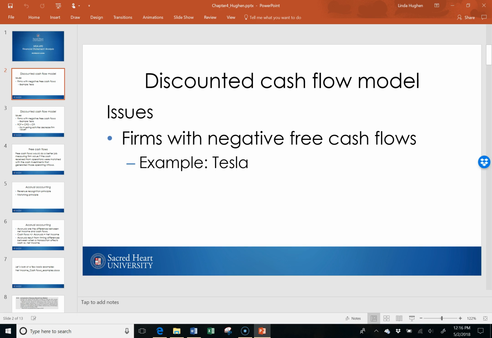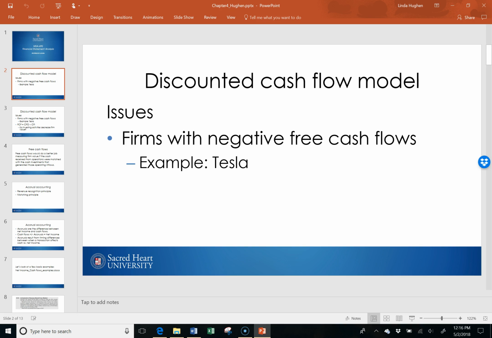First issue that we're going to face is, how do we use this model when free cash flows are negative? A company cannot have a negative stock price or negative firm valuation. The lowest that it can be is 0. When companies are first starting, cash paid for investing activities is typically much greater than cash received from operating activities.